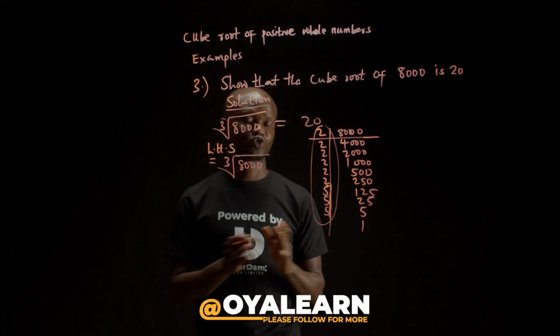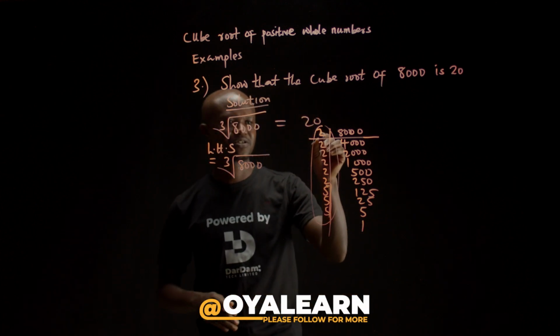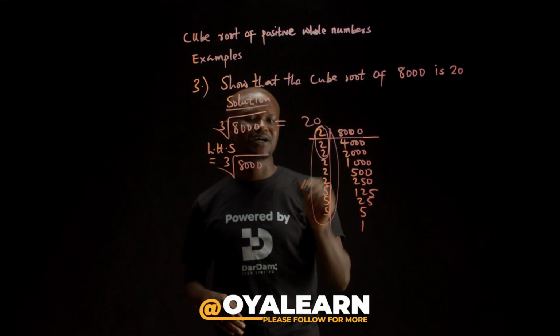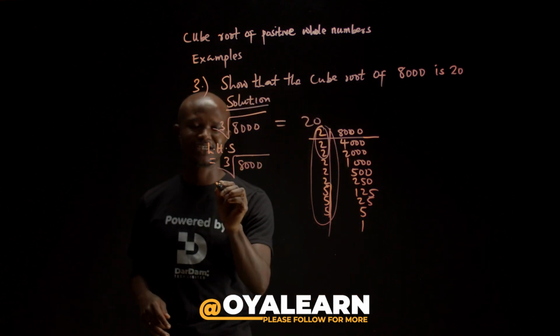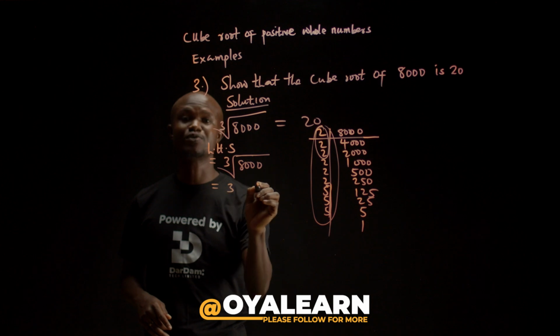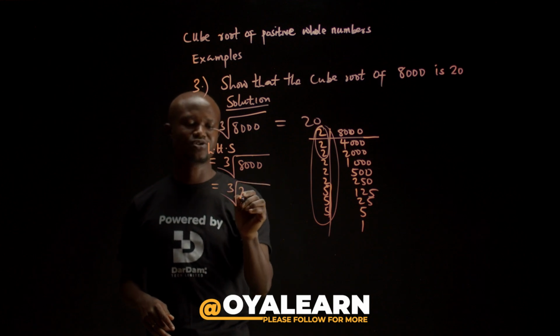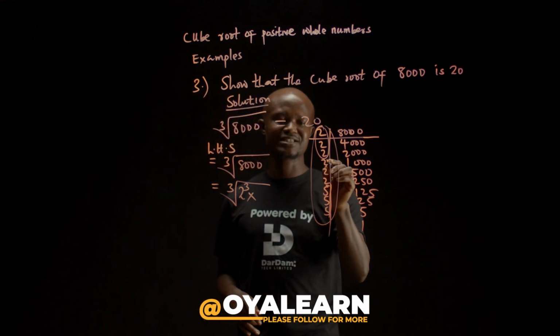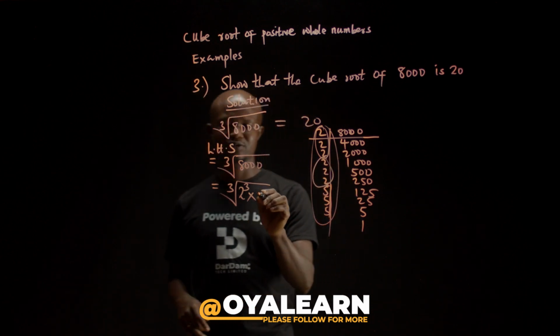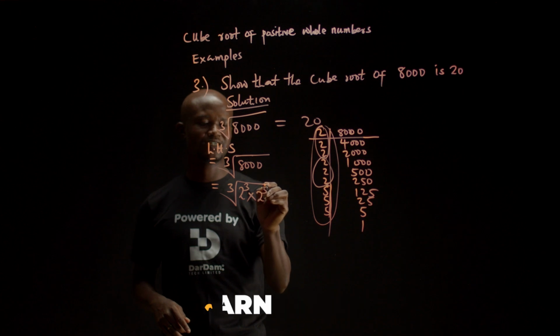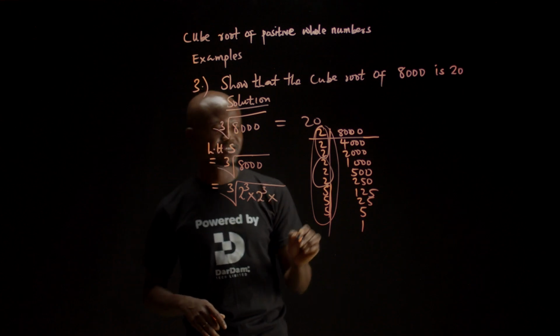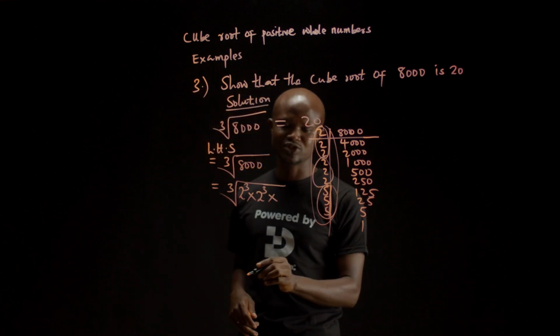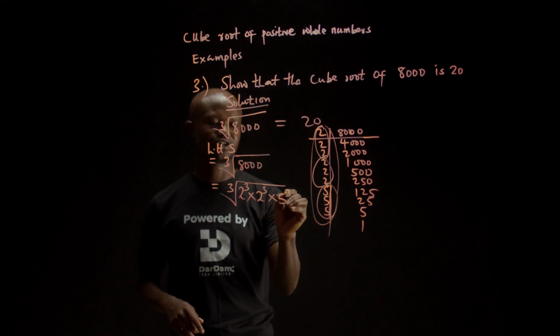So since we are having this, and I said we are going to consider grouping in terms of a group of 3s, same numbers. So the first 3 numbers, we have 2 raised to the power of 3. So this can be written as the cube root of 2 raised to the power of 3, times the next set, 2 raised to the power of 3, times the last set, that is 5 raised to the power of 3.